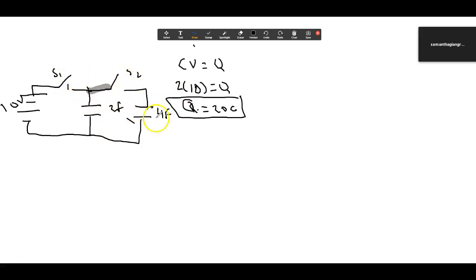Now this has 20 coulombs. What's going to happen? Wait, you're closing. I open this switch, so the battery is no longer attached, and I close this switch. So this is a fully charged capacitor, and this one here has got nothing on it. What's going to happen?